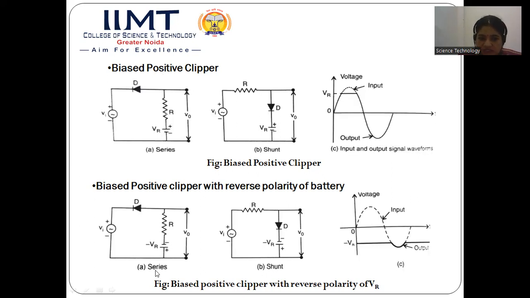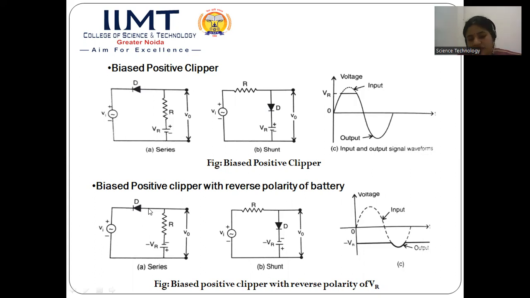So the same series circuit we are again considering. Again we have the input waveform with positive and negative half cycles. During the positive half cycle, this diode will be reverse biased. As you can see clearly, during the positive half cycle of the input waveform, this diode will be reverse biased, and as per this VR, this diode is reverse biased.